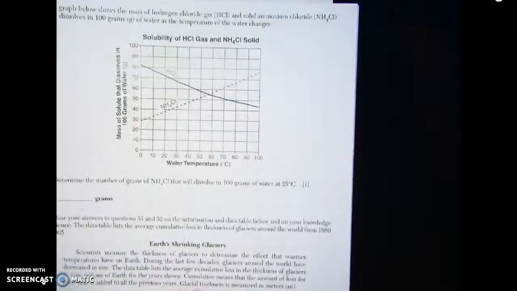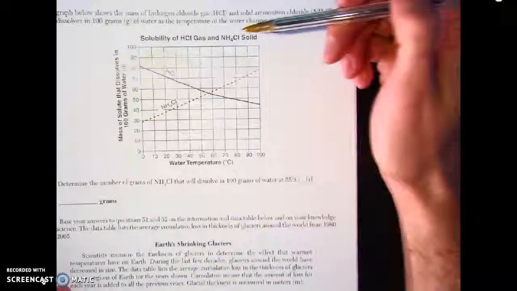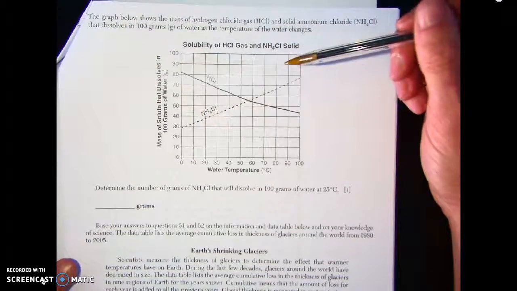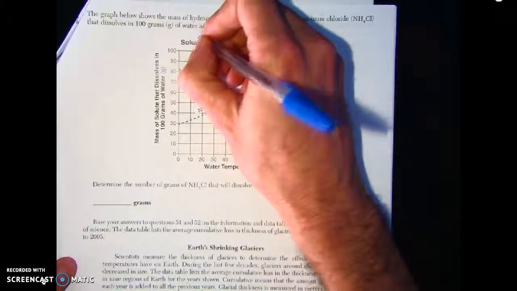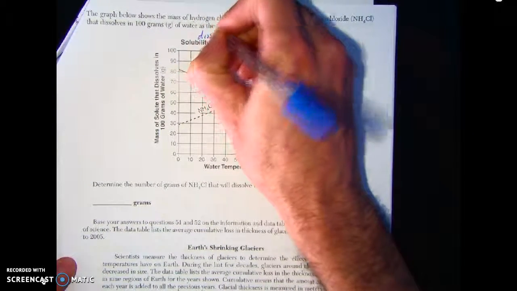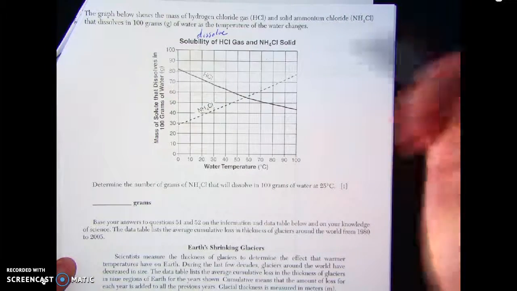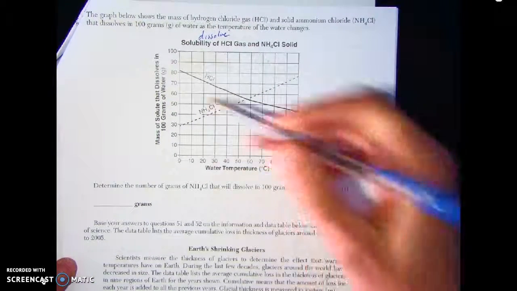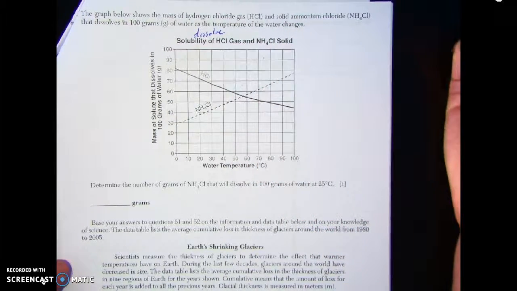For this one, okay, question 50. This is a common thing that they often put on these exams. Solubility means basically to dissolve. And we're talking about dissolving some chemicals in water. Here's water temperature, and here's the amount of those chemicals being dissolved in the water.